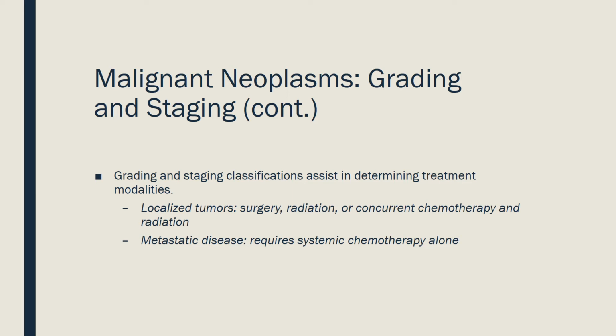So for localized tumors, there may be surgery involved, radiation, or concurrent chemo and radiation. I've seen where they'll do radiation first to shrink a tumor, and then they do surgery. So it just depends on the oncologist. Metastasis will require systemic chemotherapy, and so that's something we have to think about as well.